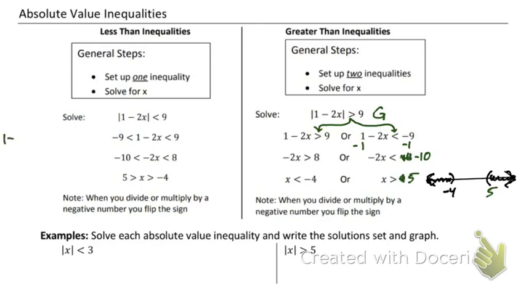This is the exact same thing as 1 minus 2x is less than 9, and 1 minus 2x is greater than negative 9. Notice this is the exact same statement as this, just with an "and" statement between it. But because there's an "and" statement between it, I can write it as one statement. That negative 9 is less than 1 minus 2x, and 1 minus 2x is less than 9.